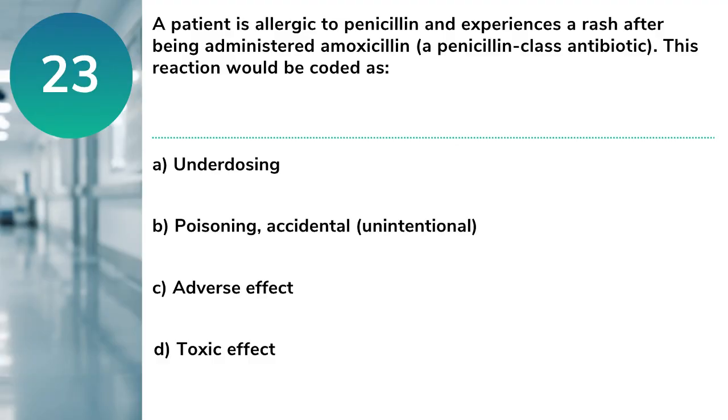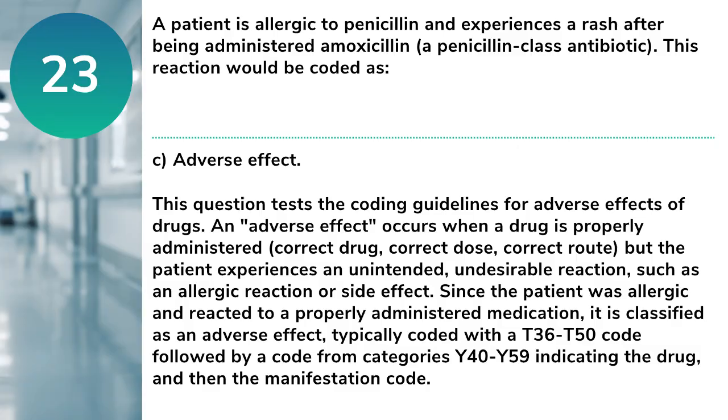Question 23. A patient is allergic to penicillin and experiences a rash after being administered amoxicillin, a penicillin class antibiotic. This reaction would be coded as A. Underdosing. B. Poisoning, accidental, unintentional. C. Adverse effect. D. Toxic effect. Answer: C. Adverse effect.